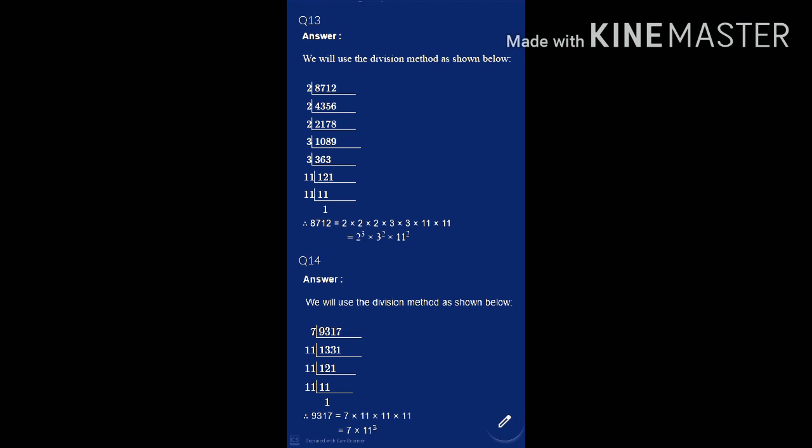Come to the next question, the prime factorization of 9317. We will be checking the divisibility and we will see that it is divisible by 7. So we will be getting 1331, which is again divisible by 11. We will be getting 121. Again 11 into 11, 121. So the prime factorization of 9317 can be written as 7 into 11 into 11 into 11, or is it 7 into 11 to the power 3? I hope you are understanding these sums.